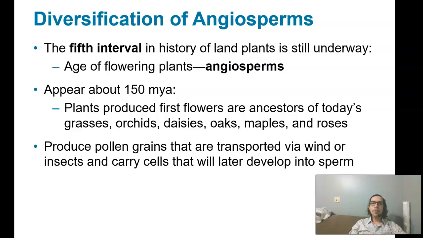Then the fifth interval is the age of flowering plants, the angiosperms. These appear about 150 million years ago, and these were the plants that produced the first flowers. These are the ancestors of today's grasses, orchids, oaks. When you walk around campus, I would say the vast majority of the trees and plants that you see are going to be angiosperms.